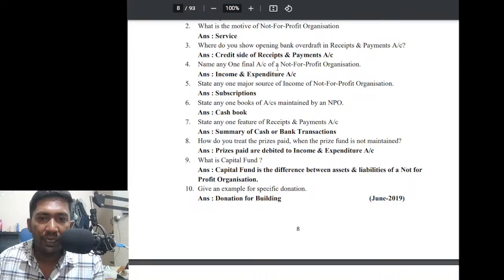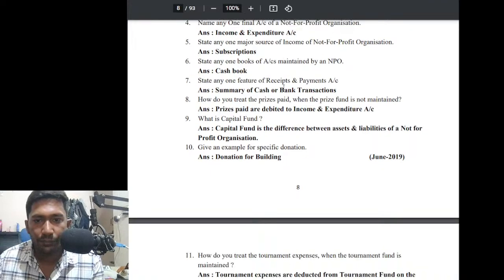The next we have is, name any one final account of a not for profit organization. The final account which we prepare for a not for profit organization is the income and expenditure account. Okay, one final statement we prepare is the income and expenditure account. Whereas in a normal business, we prepare profit and loss account and balance sheet.